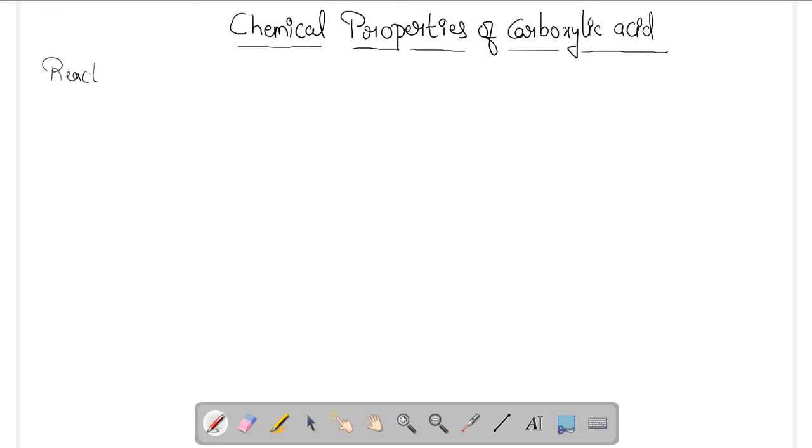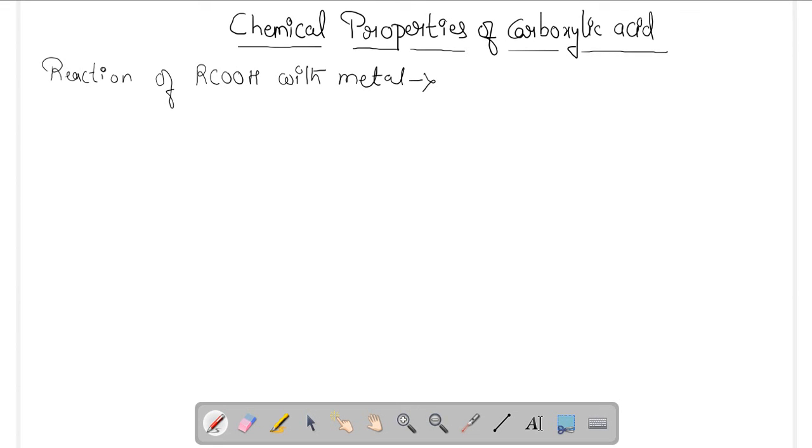that is reaction of carboxylic acid with the metals. Okay, we are going to see the reaction of carboxylic acid with metals. So here in this particular concept, first we are going to see the general reaction of the carboxylic acid's reaction with metals.